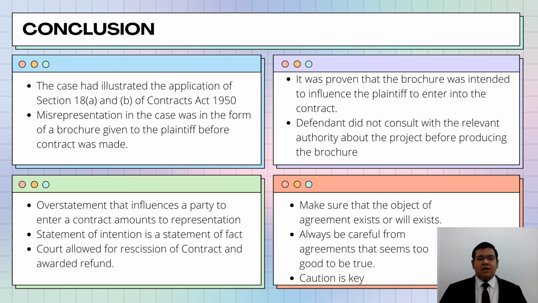Therefore, in conclusion, we should always be aware of agreements and their effects.